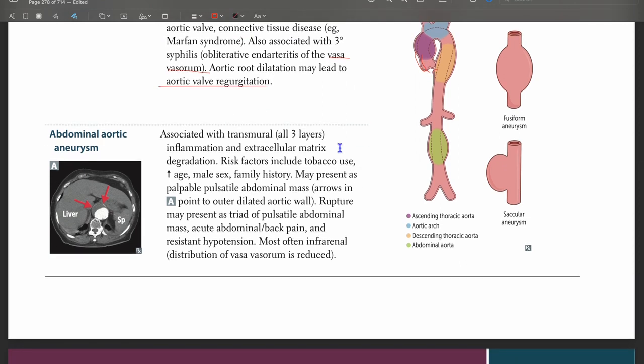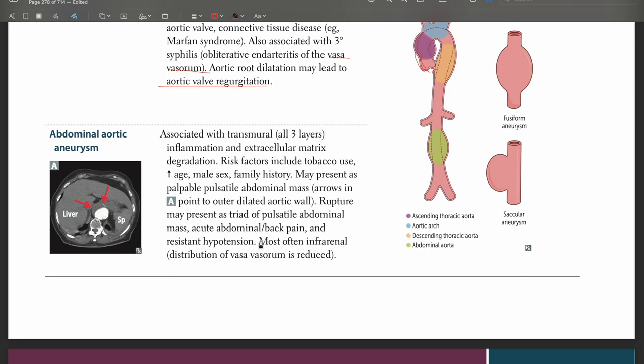Abdominal aorta aneurysm. This is the one in the descending aorta, right? It's associated with transmural, so all three layers, inflammation, and extracellular matrix degradation. Risk factors include tobacco use, increase in age, male sex, family history, may present as palpable pulsatile abdominal mass, arrows in A point to outer dilated aortic wall, rupture may present as triad of pulsatile abdominal mass, acute abdominal or back pain, and resistant hypotension.